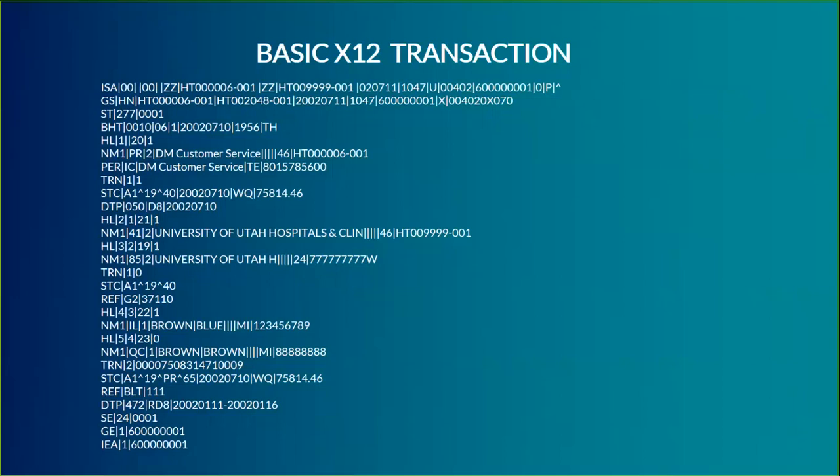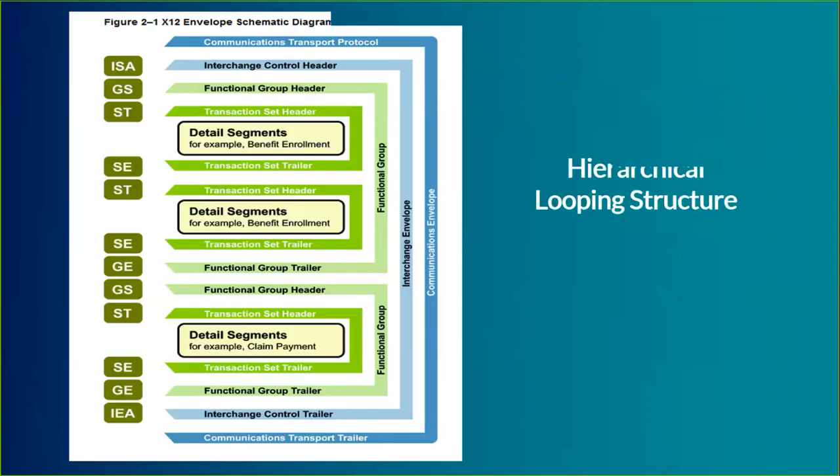Okay, so what you were looking at, if you look at the schematic here, this is really what you're looking at. You're looking at what's known as a hierarchical looping structure, which means that within each of these parts and pieces there is potentially more than one. What you'll notice immediately is the communication or the transport envelope is not part of X12.